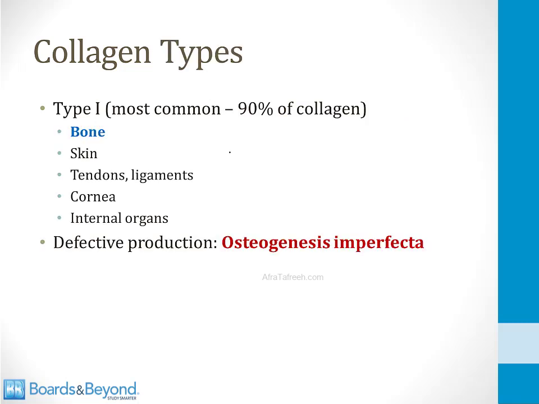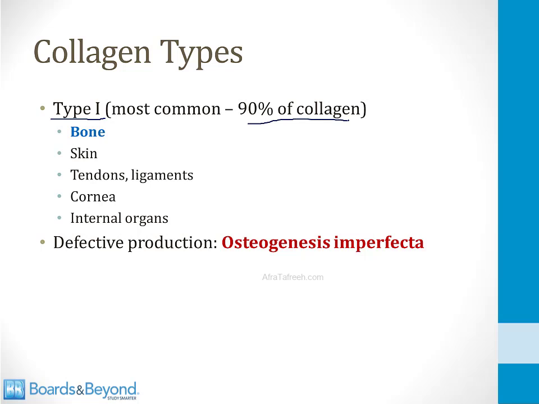As I said before, there are many different types of collagens determined by the different alpha chains that make up the triple helix. The collagens are numbered type 1, type 2, type 3, and so on. Let's start by talking about type 1 collagen, which is the most common form. This makes up 90% of collagen in the body.